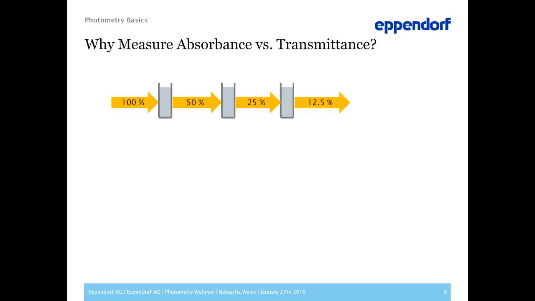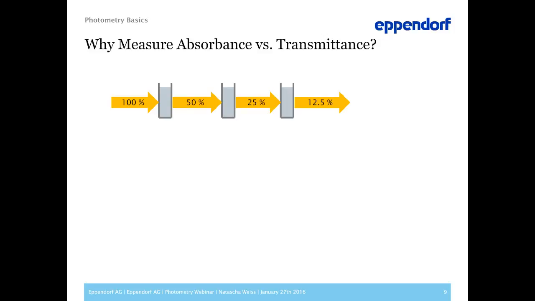Why measure absorbance instead of transmittance? The aim of spectrophotometry in biochemical applications is to determine the concentration of substances. So why do we prefer to express the Lambert-Beer Law using absorbance as a measure rather than percentage transmittance?